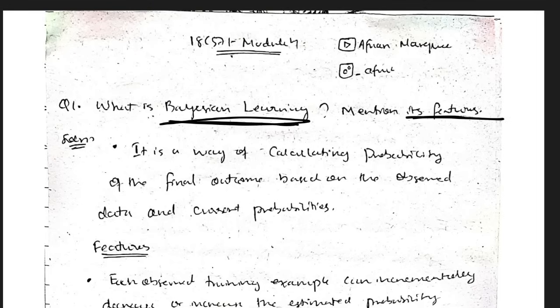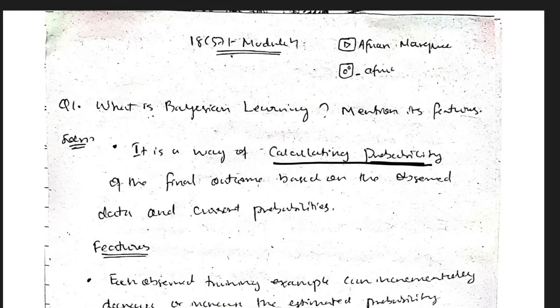Features you can just go through. I'll be telling you one keyword in each of these features, so you can go through them easily. Let's talk about what is Bayesian learning. In Bayesian learning, you have some probability calculation. It is a way of calculating probabilities of the final outcome based on the observed data and the current probabilities. There are two things.